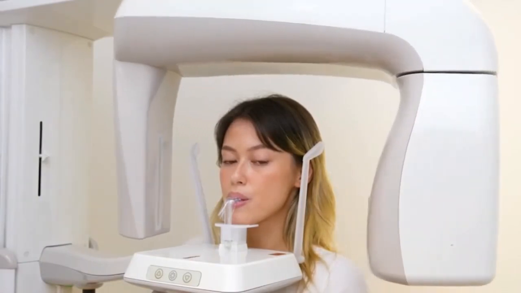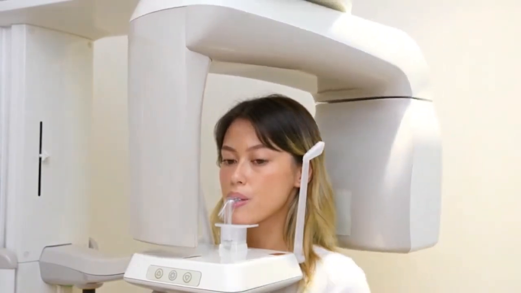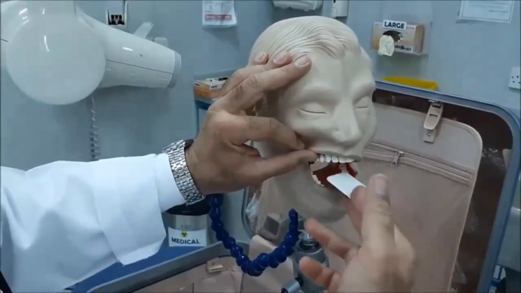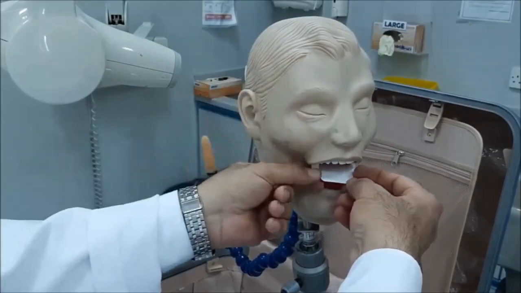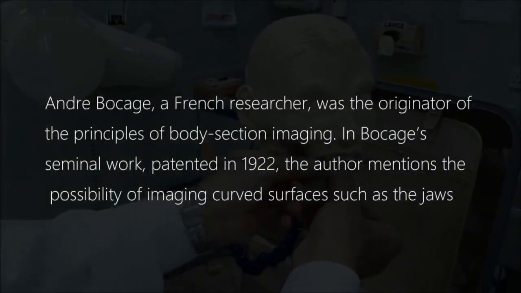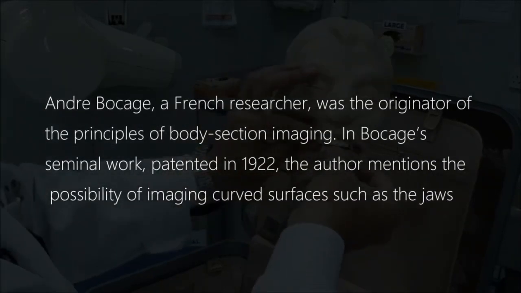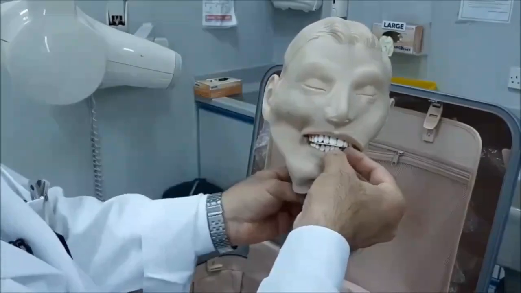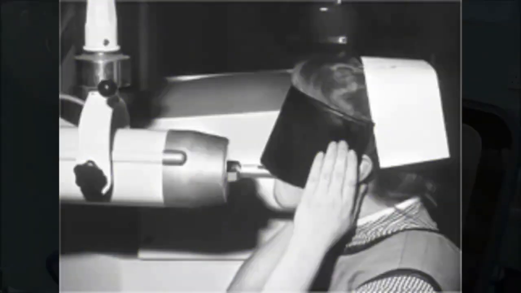In the early part of the 20th century, many researchers were developing techniques using movement of the X-ray tube and the film in order to visualize structures or foreign bodies, particularly bullets, situated within the patient. André Bocage, a French researcher, was the originator of the principles of body section imaging. In Bocage's seminal work, patented in 1922, the author mentions the possibility of imaging curved surfaces such as the jaws.